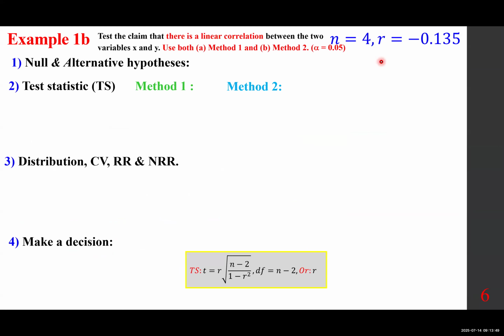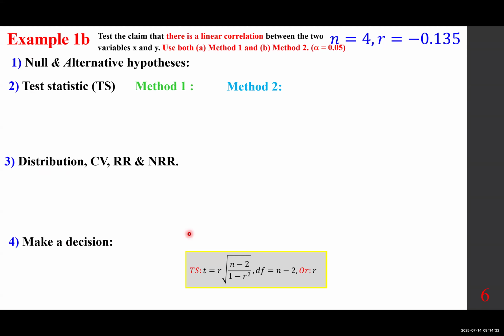Now we want to do the test of hypothesis. So test the claim that there is a linear correlation between the two variables x and y. Use both methods. I want to discuss the two methods in a moment. Reminding you from the previous page, n was 4, r was calculated to be negative 0.135. As you recall, we have 4 pieces: null and alternative hypothesis, test statistic, distribution or critical value, and make a decision. We are going to do the same thing.